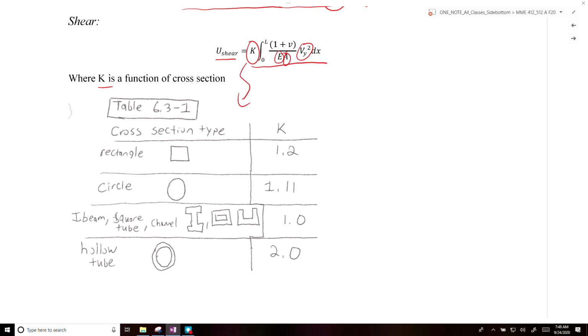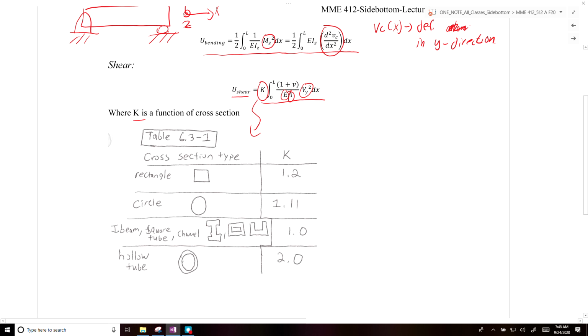So that is it for how you can calculate the strain energy needed to then be able to use Castigliano's method and calculate the displacements and the slope at any point within a structure.